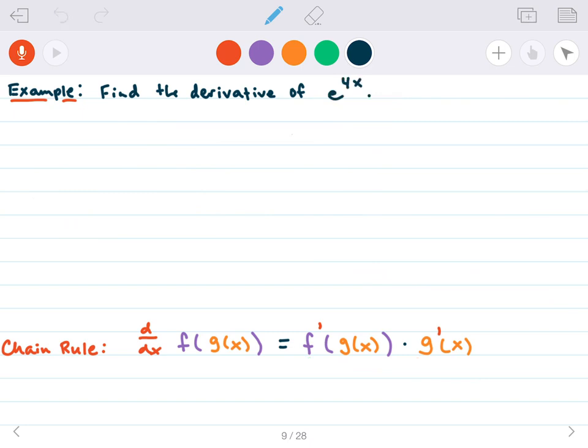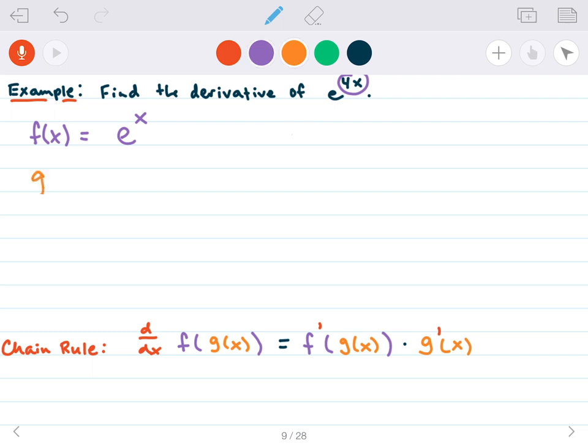All right, let's do another one. See if you can pause this video and find the outside and the inside function. That's always the hardest part. So what's my outside function, f of x? Well, I am taking e to the something, which I know that I can differentiate. So that's kind of the clue when you're finding these outside functions: you want to find something that's easy to differentiate.